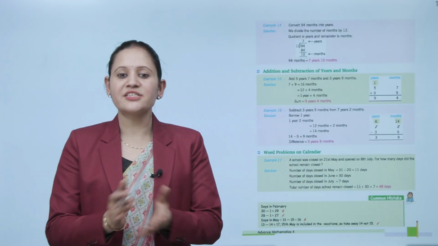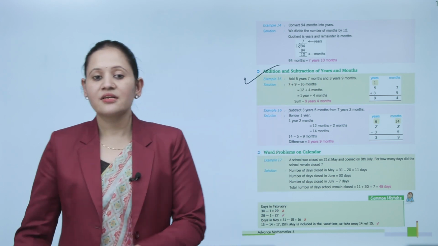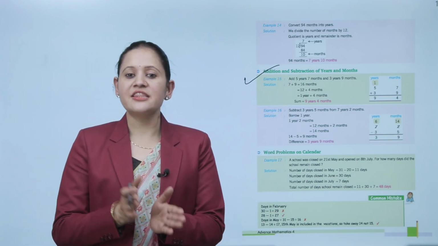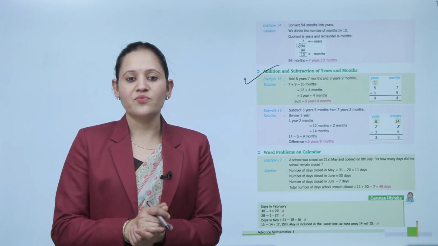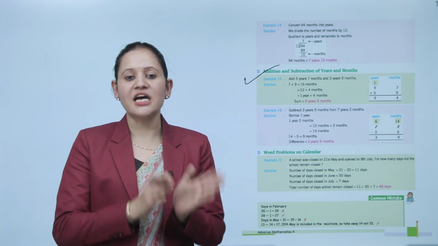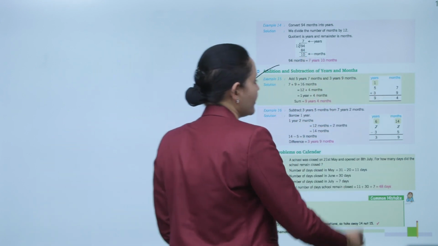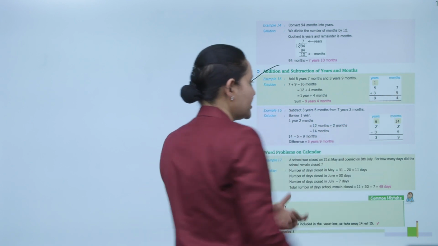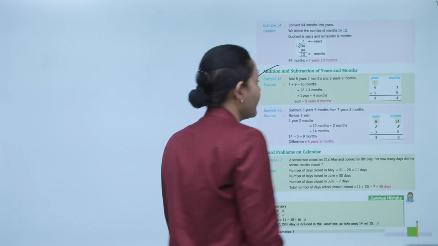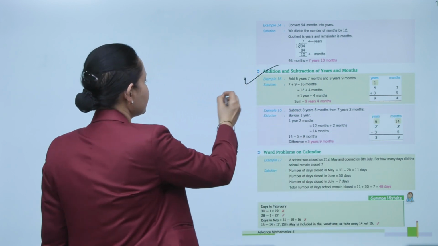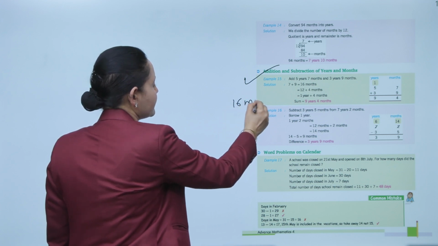Next is addition and subtraction for years and months. Add 5 years 7 months and 3 years 9 months. 7 plus 9 is 16 months, 12 plus 4 months, 1 year plus 4 months. Sum is 9 years 4 months. So make 2 columns, years and months. First, months ko add karenge, 9 plus 7, that is equal to 16 months.